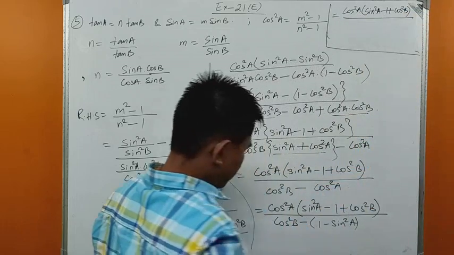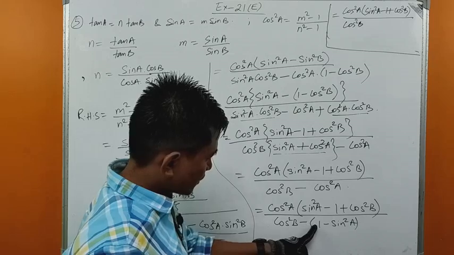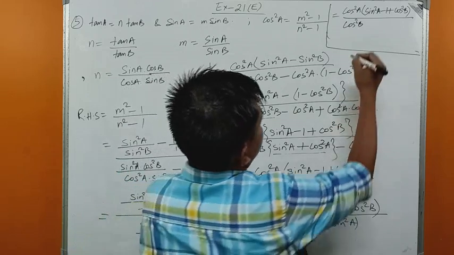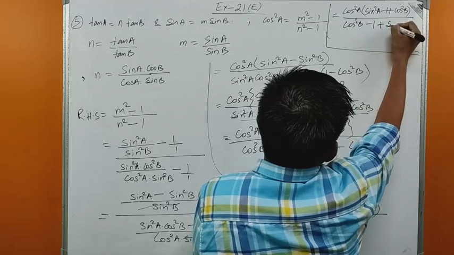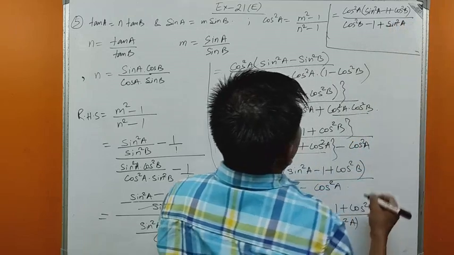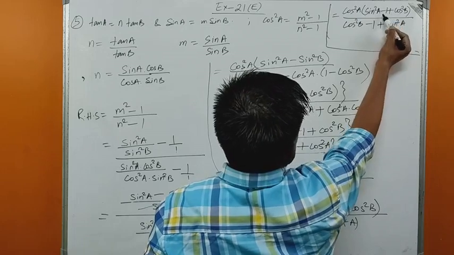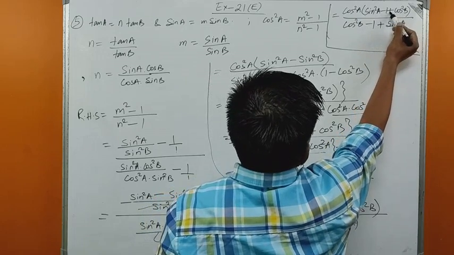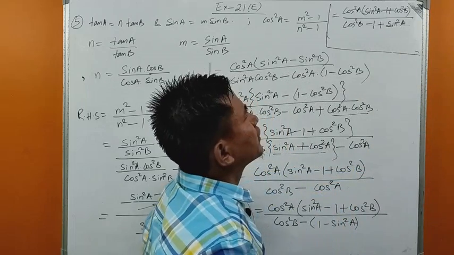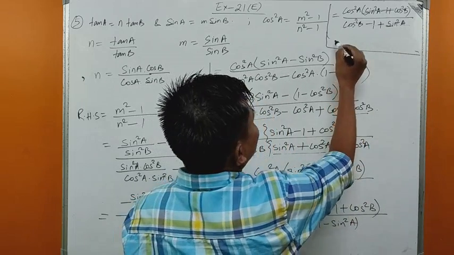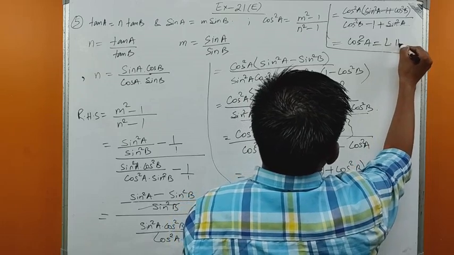And in the denominator we have cos square B minus into plus 1, that is minus 1, and minus into minus plus sin square A. Now you can see this sin square A is plus, this one is minus, and cos square B is plus. So these two terms are similar to each other, one in the numerator and one in the denominator, and we can cancel them. So now remains cos square A, which equals LHS, hence proved.